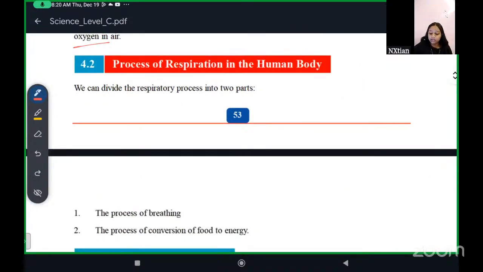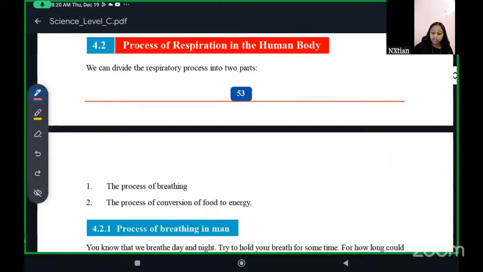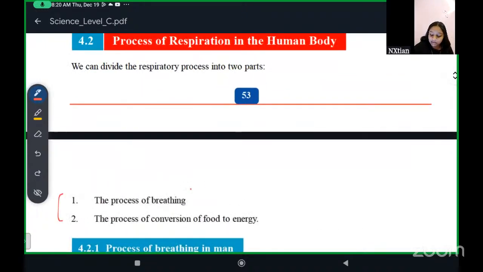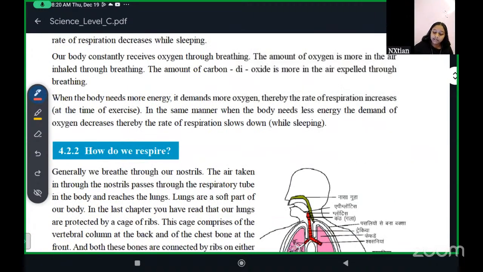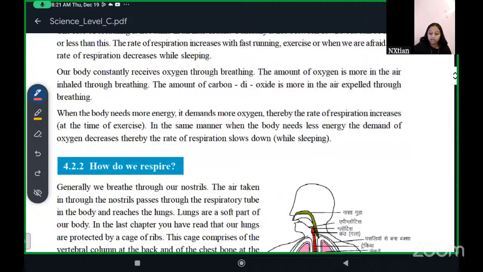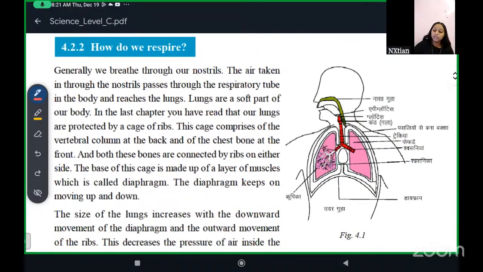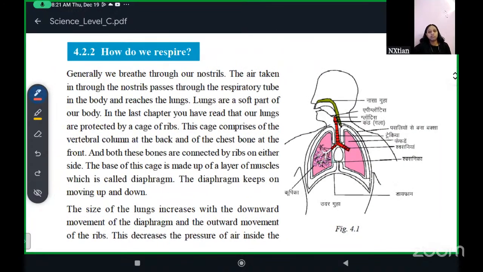Now the process of respiration in the human body can be divided into two parts: the breathing process and the process of conversion of food to energy. Now the breathing process. Our body constantly receives oxygen through breathing. Then how do we respire? How does this take place? Generally we breathe through our nostrils. Air is taken in through the nostrils, then it passes through our respiratory tube in the body, and then it reaches the lungs.